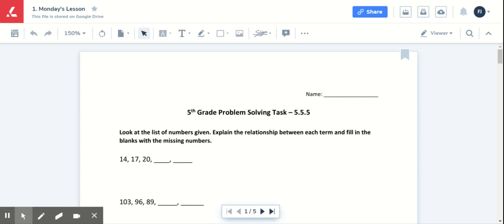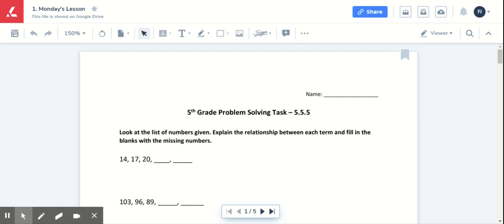Before we get started, make sure that you have scratch paper, a pencil, and you also have this math lesson open in a separate tab while watching the video. If you haven't done that, take a moment to do that now. Great, let's get started.